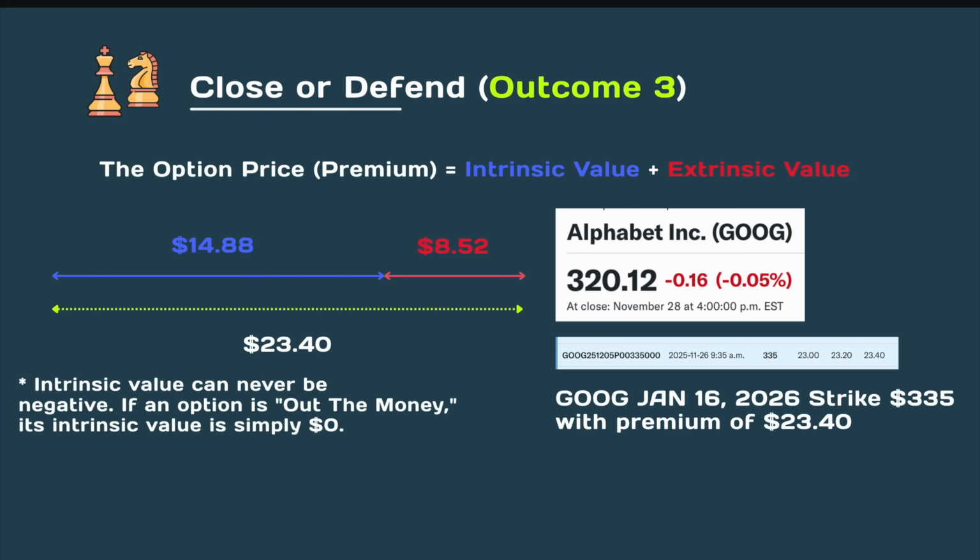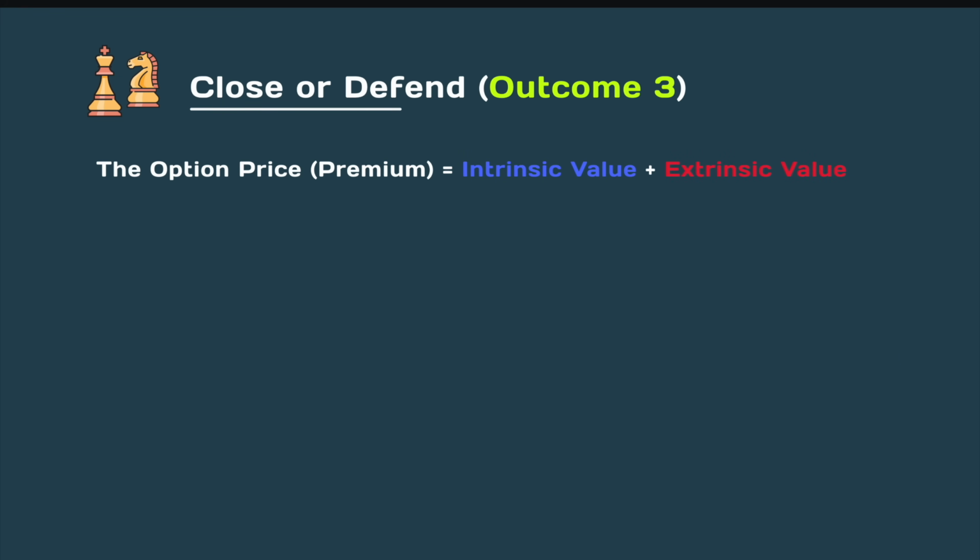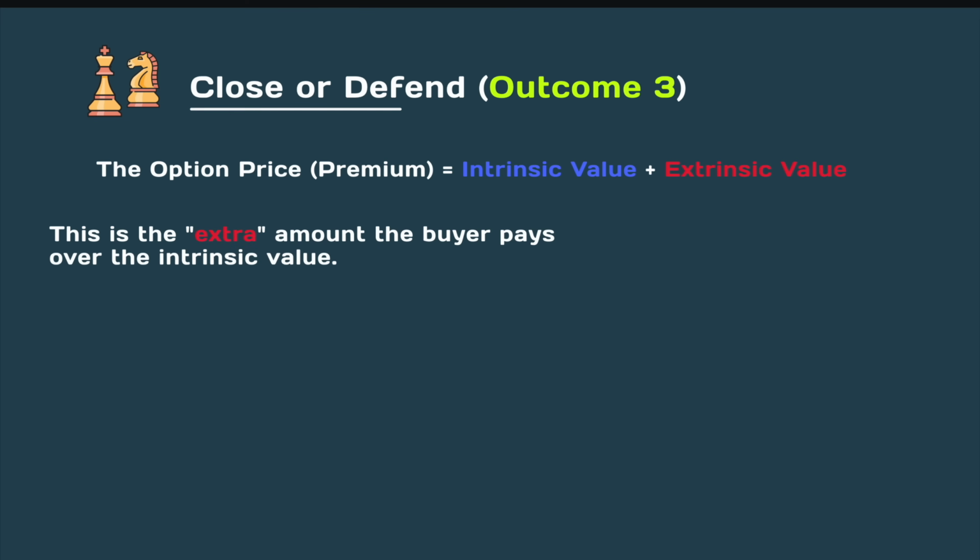So let me tie things together with this Alphabet example over here. One of the very important things for you to realize is that the intrinsic value can never be less than 0. If the option is out of the money, then by definition, we assign the intrinsic value to be equal to 0. You must know that the relationship between the option strike price that you saw early on and the current market price, or the stock price, determines if the underlying stock has an intrinsic value. So let's use another example to understand the concept of intrinsic and extrinsic value. Remember that the extrinsic value is the extra stuff that the buyer is paying you over the intrinsic value.